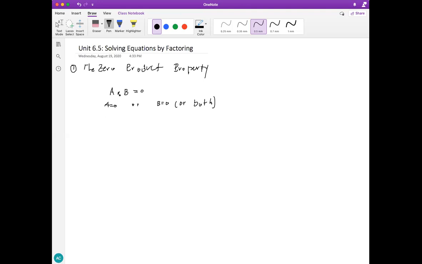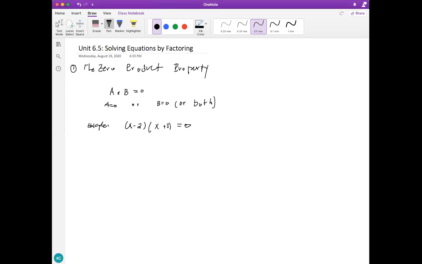You could also apply it to a times b times c equals 0. That means at least one of them is 0. So let's see how that works. So let's say we take an equation, say x minus 2 times x plus 3 is 0.